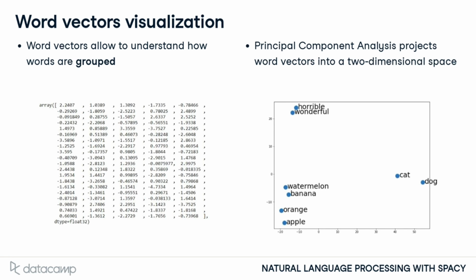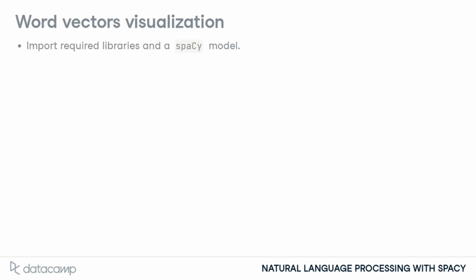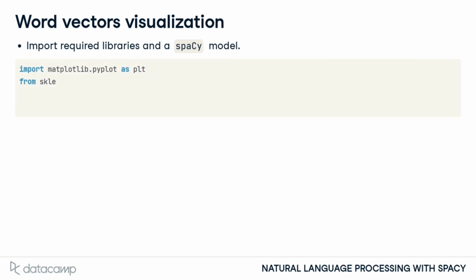By applying PCA and projecting word vectors of words such as wonderful, horrible, apple, banana, orange, watermelon, dog, and cat in two-dimensional space, we see these words are grouped into three semantic classes: animals, fruits, and emotional context. This shows that we are moving closer to finding the meaning of the words. Now that we have seen the projected word vectors, let us learn how to use Matplotlib, spaCy, and scikit-learn packages to create such a visualization.